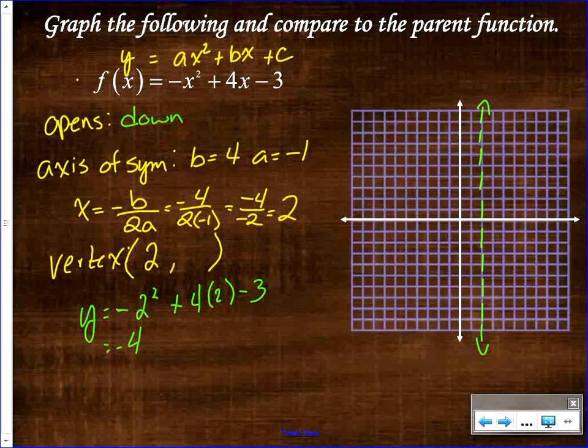We're only squaring x. What is x? We're not squaring the negative. We're only squaring the x, and x is 2. Okay, 4 times 2 minus 3. So negative 4 plus 8 minus 3. Because this is negative 4. Negative 4 plus 8 is 4. And 4 minus 3 is? Are you okay with that? Okay. So my vertex is at 2, 1.